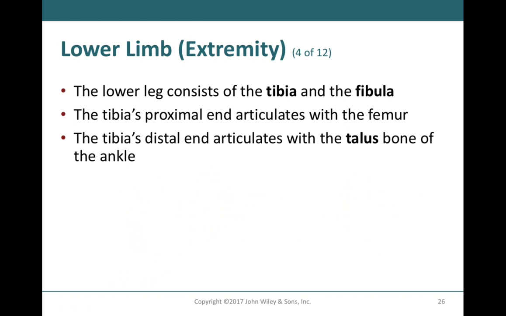Now, when we get to the lower leg, we're going to have the tibia and the fibula. Just as in the lower arm, we have two bones, the radius and the ulna. The lower leg will consist of the tibia and the fibula. So the tibia is articulating with the femur, the fibula, and the first bone of the ankle, known as the talus.